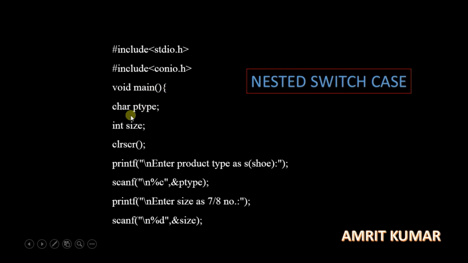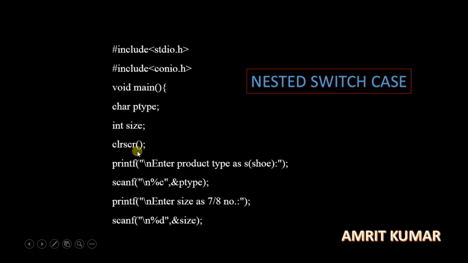You can see here I have declared a variable ptype of character data type and size of integer data type. So I have declared two variables, ptype of character data type and size of integer data type. Then after that I have used the clrscr function whose work is to clear the screen, as I have already told you.